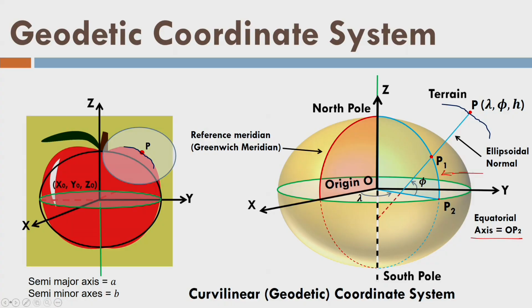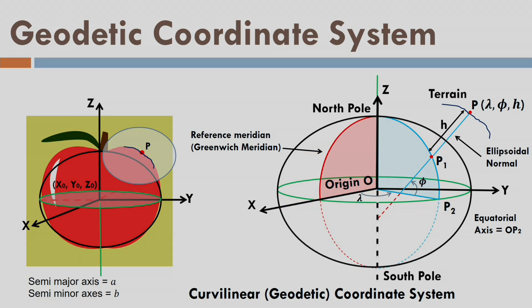Now I define this distance, which I am going to fix with respect to the ellipsoidal surface. The distance from the ellipsoid along the ellipsoidal normal to point P is called the ellipsoidal height. So this is my ellipsoidal height h. Now I can fix the point P because h is also fixed. Point P is uniquely defined in a three-dimensional way, and such a system is called the ellipsoidal coordinate system, also called the geodetic coordinate system, or sometimes the curvilinear geodetic coordinate system.